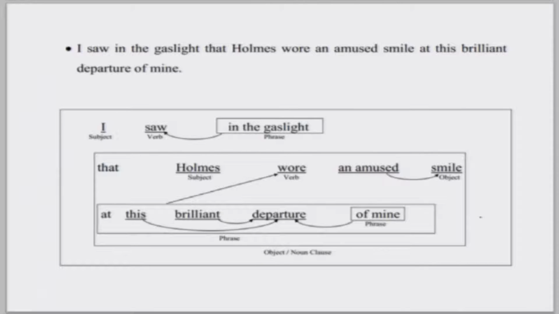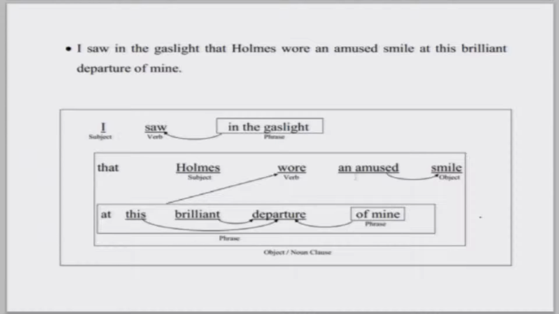Next, I saw in the gaslight that Holmes wore an amused smile at this brilliant departure of mine. I saw is the main sentence. What did I see? That object, a noun clause, is coming here. Okay. And of course, in the gaslight is the answer of where, operating as an adverb.